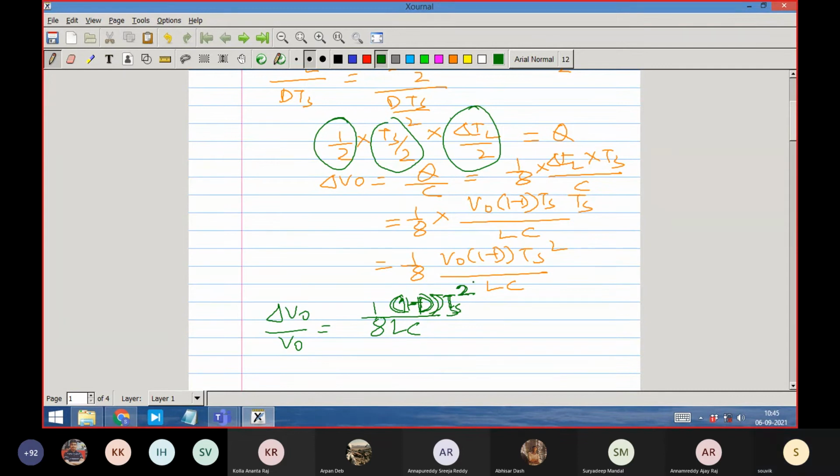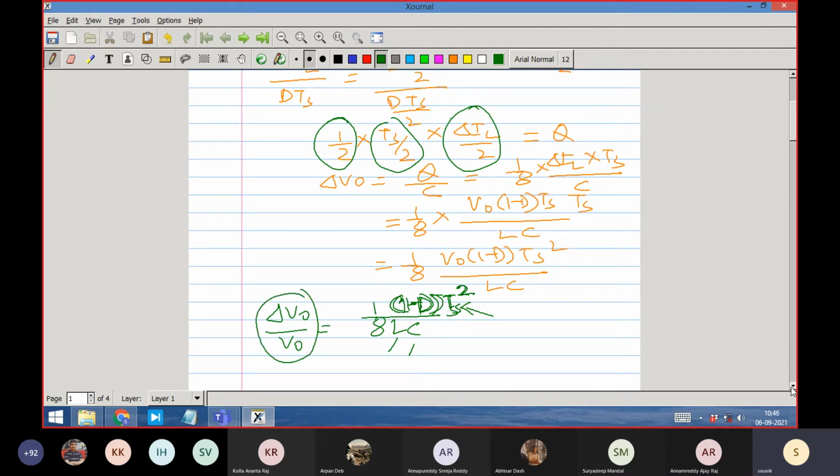So voltage ripple is a function of both inductor, capacitor, and square of the Ts. As it is square of the Ts, the effect of switching frequency is much more prominent here, and by increasing the switching frequency, you can afford to choose the same voltage ripple.